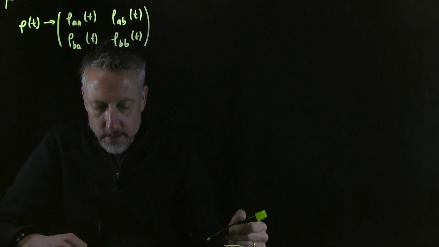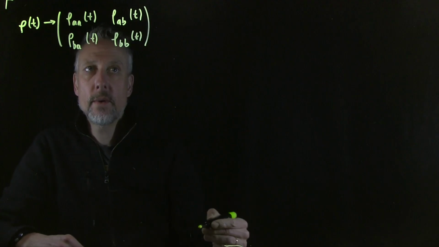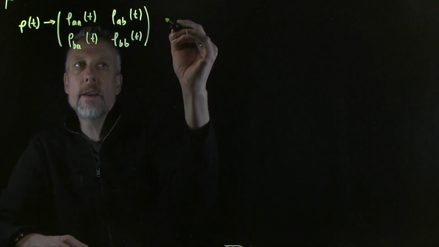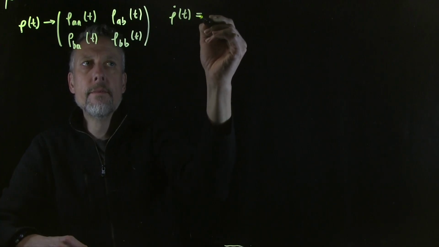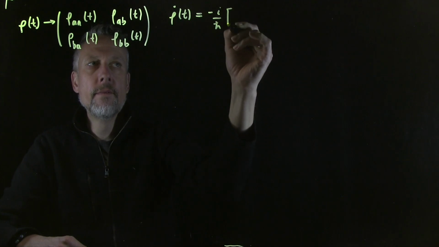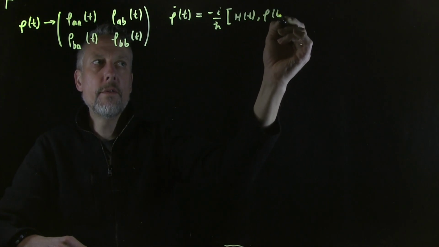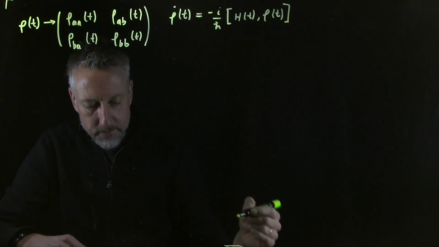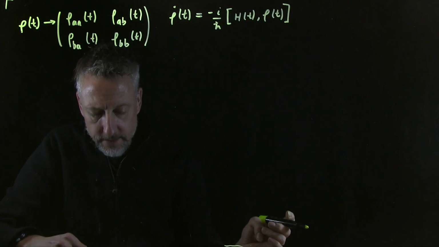All right. Now, what do we know about the time evolution? We know the Liouville equation. So from that, we have rho dot is equal to minus i over h bar, the commutator of H of t and rho of t. All right, well, we can put that in.